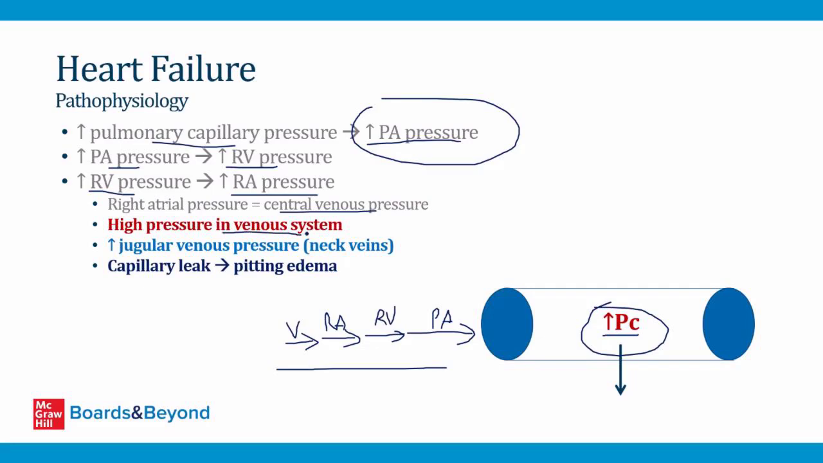And high pressures in the venous system of the body are what creates some of the other hallmarks of heart failure, like high jugular venous pressure, which you can see in the neck veins. We'll talk about this in a minute. And capillary leak from the systemic capillaries, not the pulmonary capillaries, the systemic capillaries. And this is what leads to pitting edema, another classic symptom of heart failure that we'll talk about in a minute. So it's very high yield to know that the high pressures in these chambers are what causes these symptoms, because that's what they're going to ask you about in your board exams.